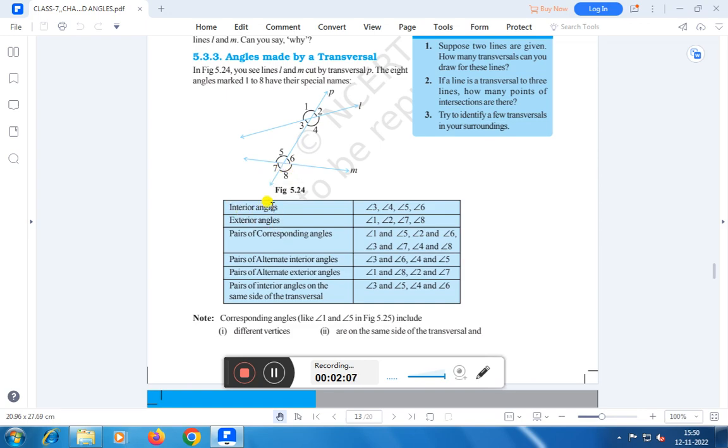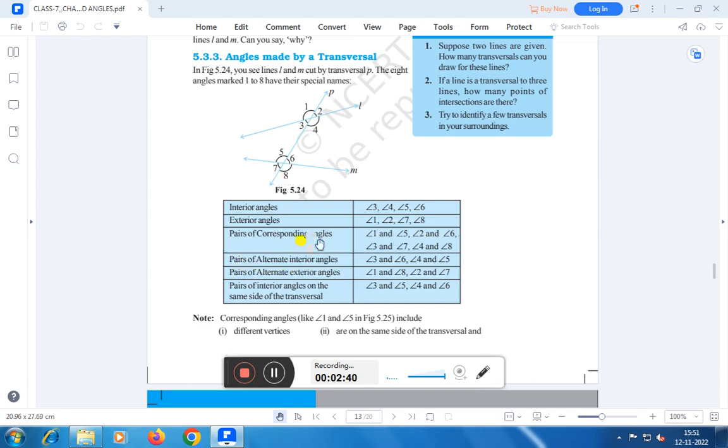Here you see interior angles. Which are the interior angles? Angle 3, angle 4, angle 5, angle 6. These are interior angles, so you have to remember this, right? Exterior angles are outside: angle 1, angle 2, angle 7, and angle 8. Pairs of corresponding angles: angle 1 and angle 5 are corresponding angles. Angle 2 and angle 6 are corresponding angles. Angle 3 and angle 7, angle 4 and angle 8 are corresponding angles.